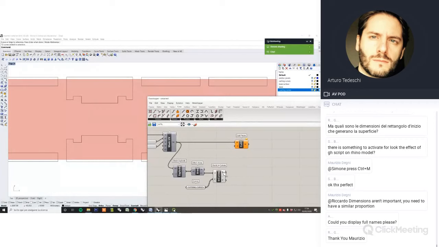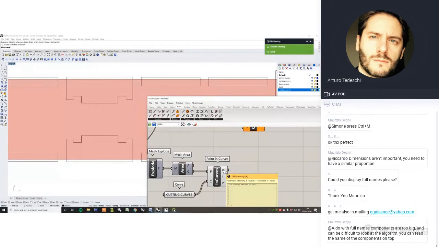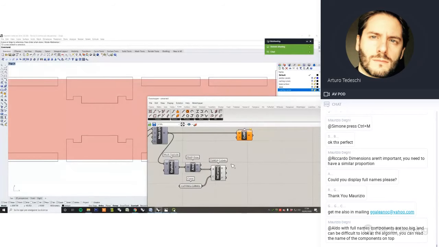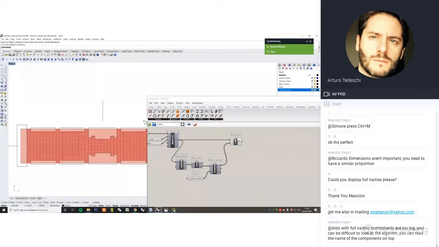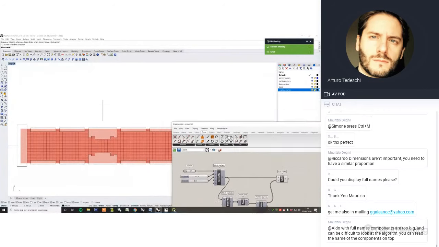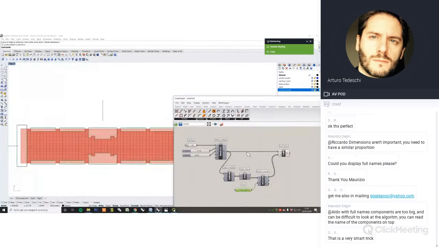So we want to cull, to remove faces according to a specific logic. Now, the Point in Curves gives us in our output, it says zero outside, one coincident to inside. So basically, by connecting this one here, the P allows us to set like this. Okay, so as you can see, let me turn off the preview of this one and let me turn off the preview of cutting curves.